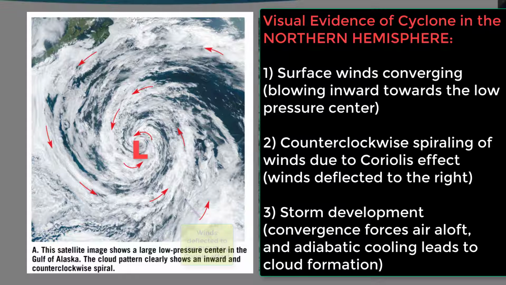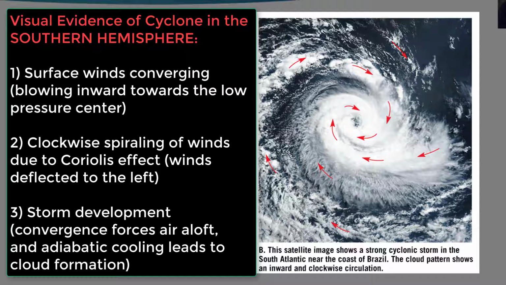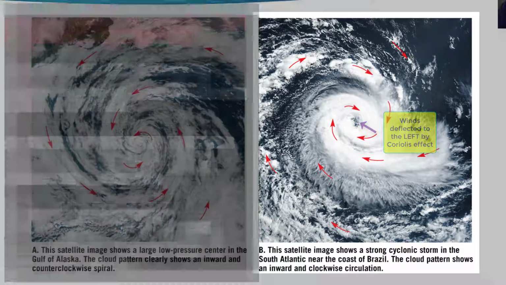Also notice that all of the red arrows are oriented in a counterclockwise manner. In the northern hemisphere, the winds will work counterclockwise around cyclones. But now let's shift our attention to a strong cyclonic storm in the southern hemisphere. In the southern hemisphere, we still have converging winds. However, the Coriolis effect acts in the opposite direction in the southern hemisphere. Instead of the winds being deflected to the right, they're deflected to the left. So in the southern hemisphere, we would see the winds working in the clockwise direction around the low pressure center.